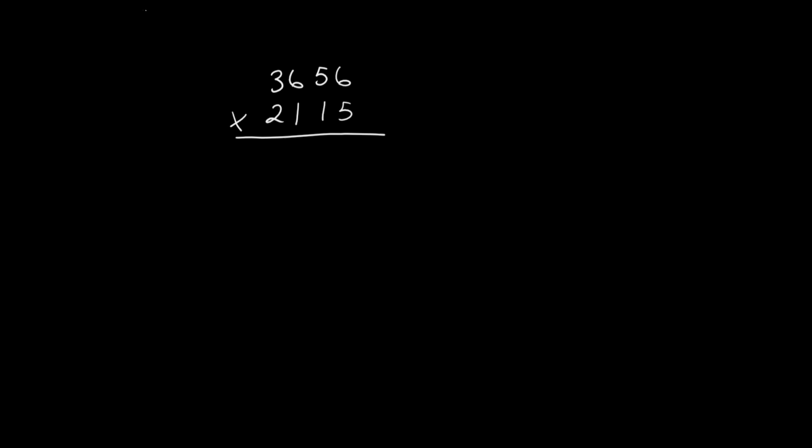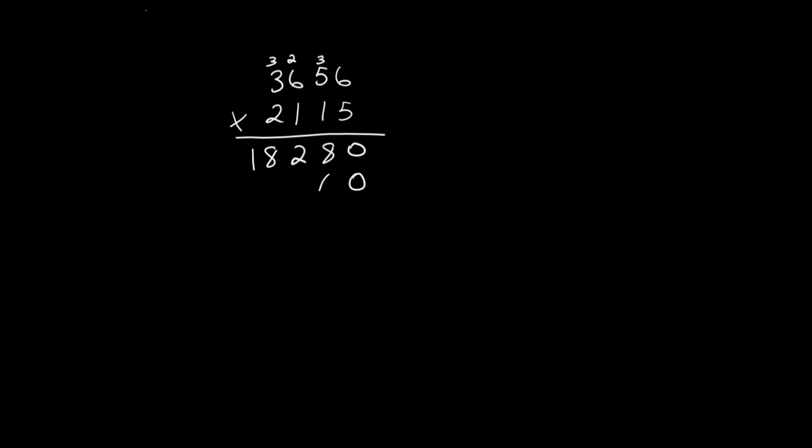Now, 5 times 6, that's 30. Carry the 3. 5 times 5 is 25 plus 3, that's 28. Carry 2. 5 times 6 is 30 plus 2, that's 32. Carry 3. And 3 times 5 is 15 plus 3, that's 18. Now that we're skipping a line, we add a 0.